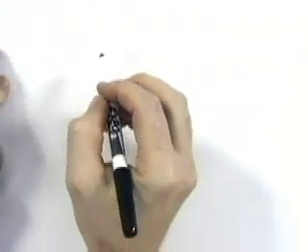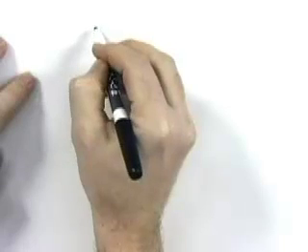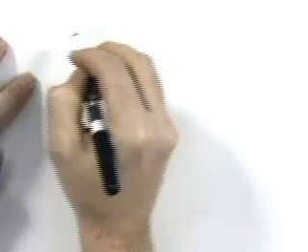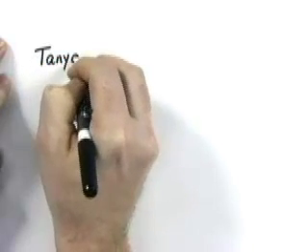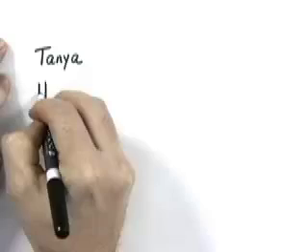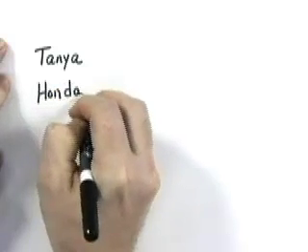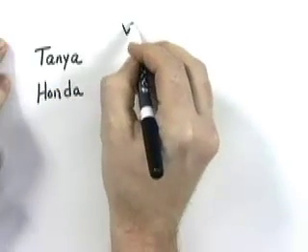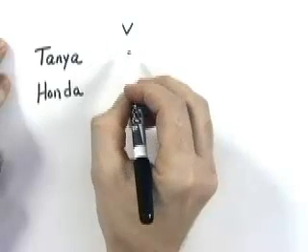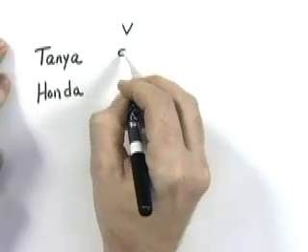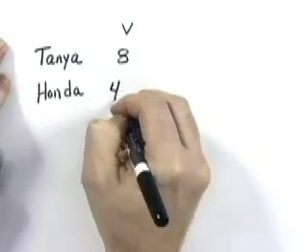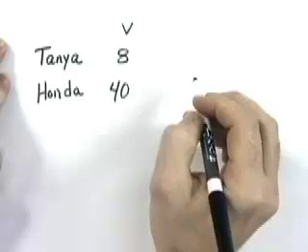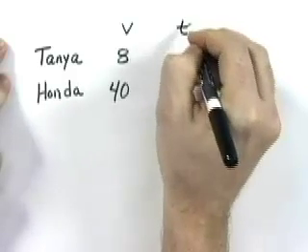What we're going to do to solve this problem is set up a little table. The table is going to contain the bits of information that we need. For example, we're going to have information regarding Tanya, and we're going to have information regarding the Honda. What do we know about the velocity of each? Well, we know that Tanya is traveling 8 miles per hour, and we know that the Honda is traveling 40 miles per hour. What do we know about the time?